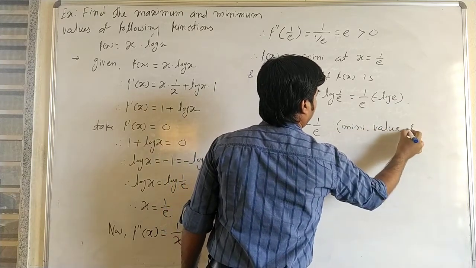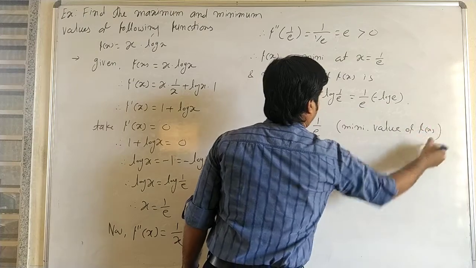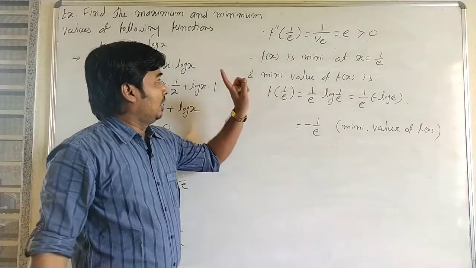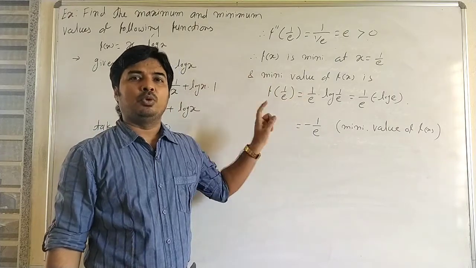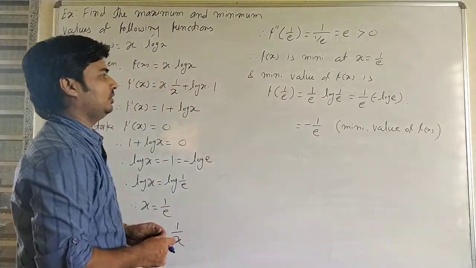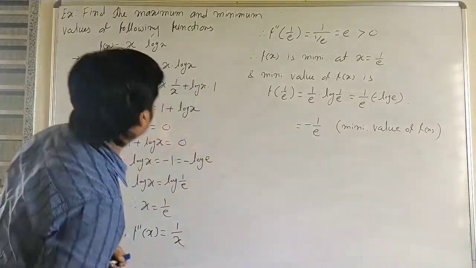Minimum value of f of x at x is equal to 1 by e. F of x is minimum at 1 by e, and the minimum value is minus 1 by e. Okay, now we see one more example.